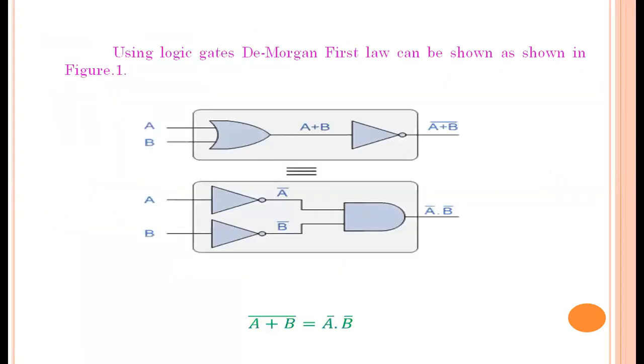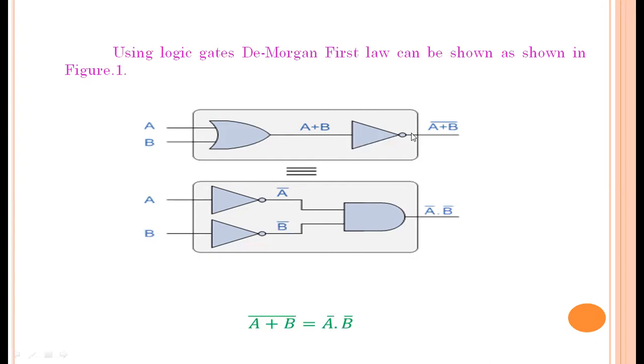So there is (A plus B) bar. How can we show this by using a logical diagram? A plus B is nothing but the OR gate. We know this is the symbol of the OR gate. The inverter is nothing but the NOT gate, and this is the NOT gate. By connecting this OR gate with the NOT gate, it shows (A plus B) bar. The output of the OR gate is A plus B, and the output of the NOT gate is (A plus B) bar.